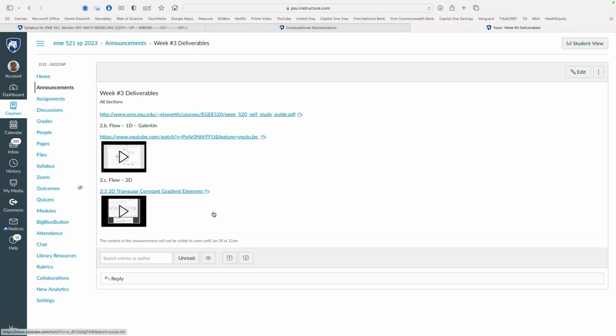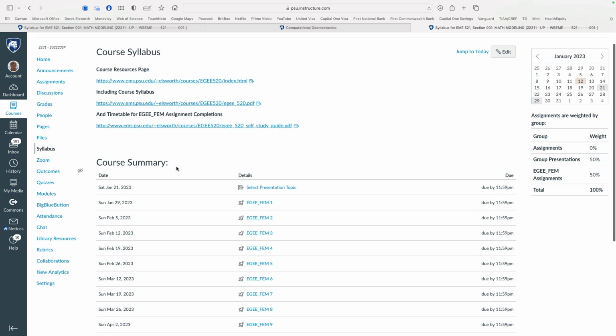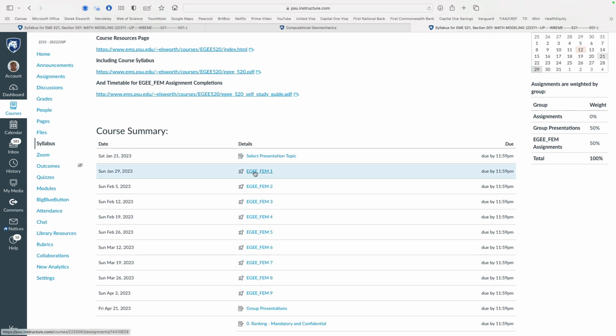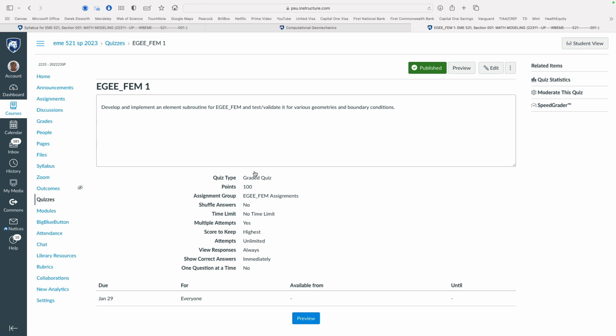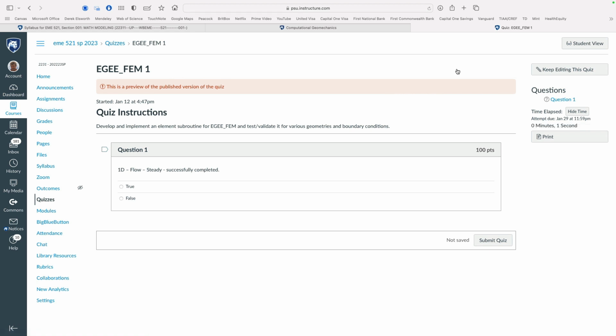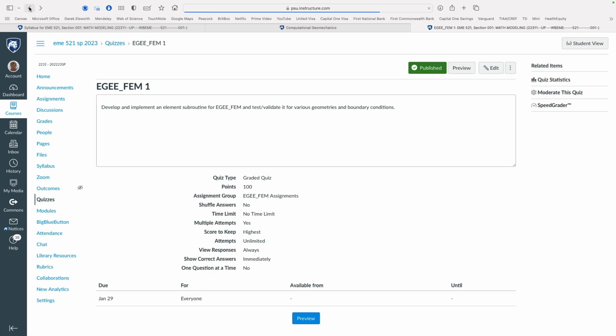As a student, if you look at the syllabus, the deliverables would be these individual parts here. The deliverable is what we just looked at, and it would be to develop and implement a subroutine to do a certain thing. And then if you want to take that quiz, the quiz is easy. So let's talk about what that assignment entails.